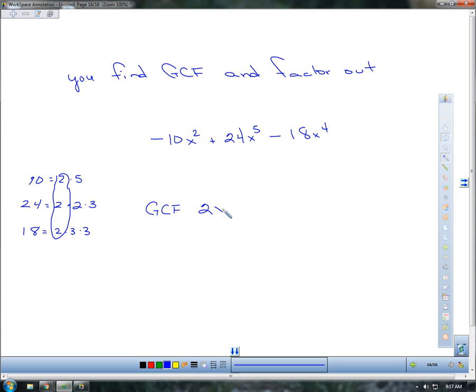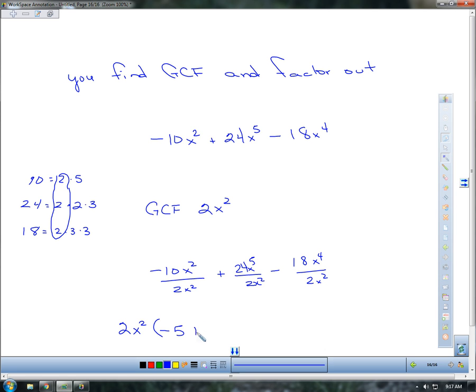They all have x's, and the lowest power is x squared. Okay? So now I'm going to factor it out by taking each piece and dividing it by my greatest common factor. 24x to the 5th divided by 2x squared. Oops, should have been a minus, sorry. Minus 18x to the 4th over 2x squared. Okay. So negative 10 divided by 2 is negative 5. x squared divided by x squared is just 1. So no x squared. And we'll put this out front just like we did.